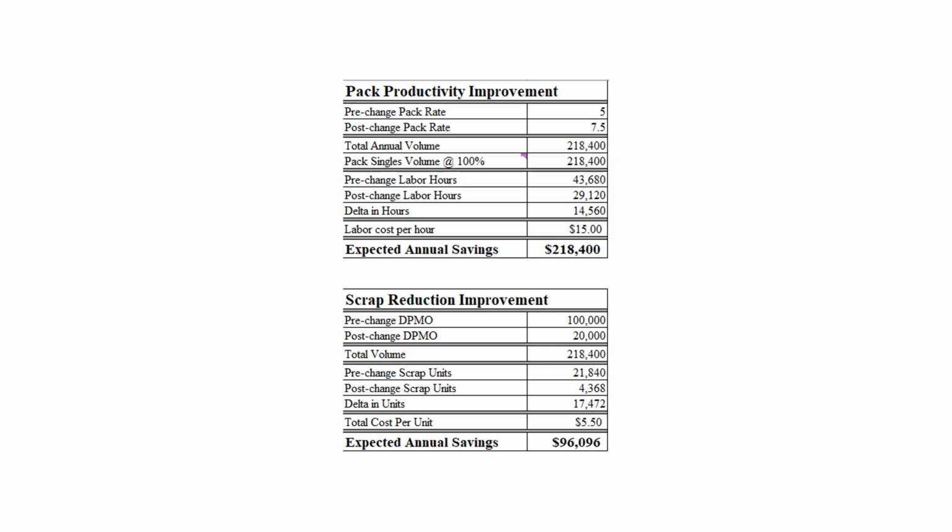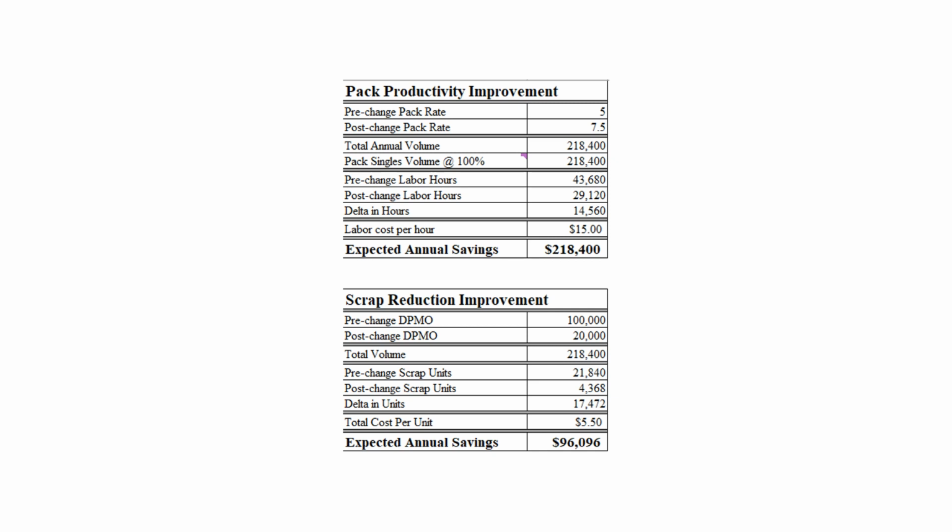So, how did we do? You can see from our validation chart that we not only saved the sandwich shop in scrap, but also in labor hours. With a total volume of 218,000 sandwiches, we were able to save 14,560 labor hours while still meeting demand. At $15 per labor hour, that's a savings of over $218,000 per year. We were able to meet our goal of 80% scrap reduction.